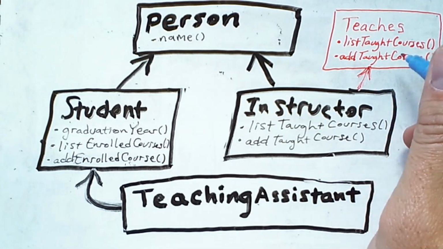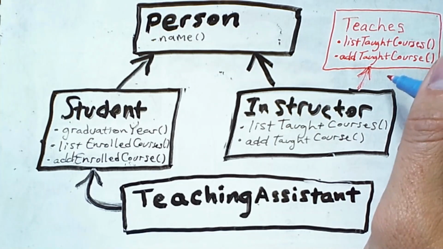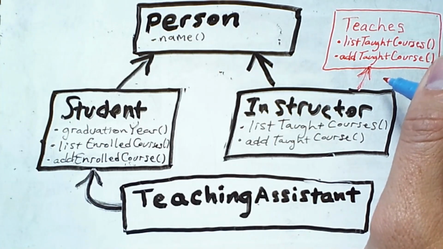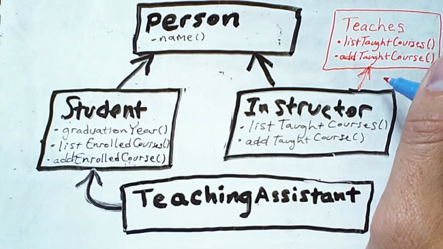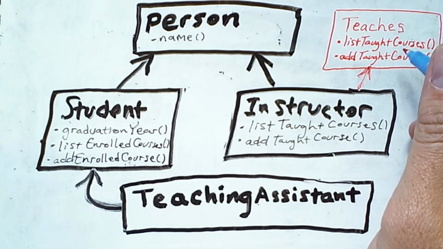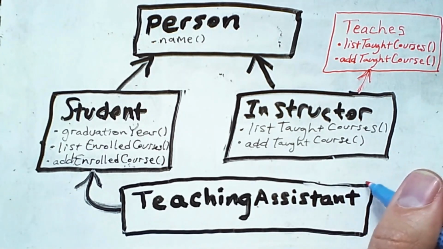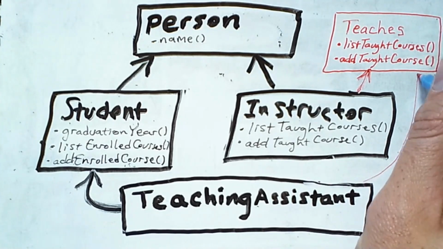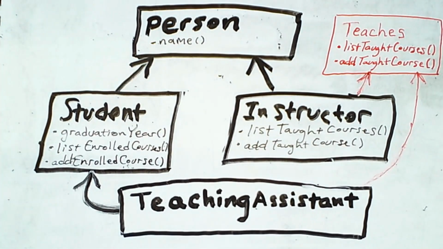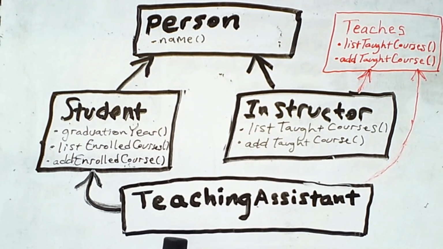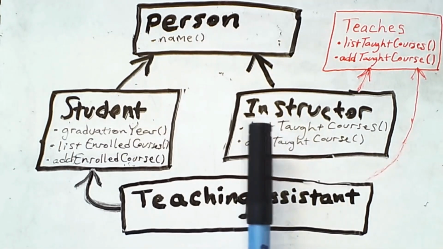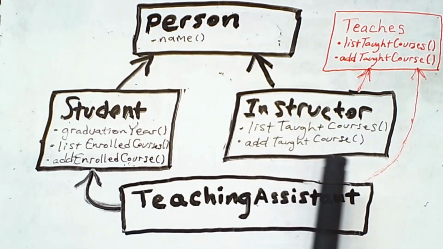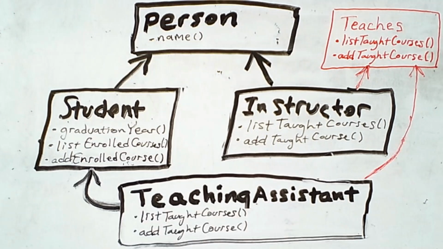implementing the teaches interface. Yes, implements is a separate keyword that Java has to designate inheritance of an interface. The teaching assistant class will also implement the teaches interface. However, a consequence of this is that the teaching assistant class will also have to provide definitions for the list taught courses and add taught course methods. This diagram now denotes how inheritance will be handled in our Java program.